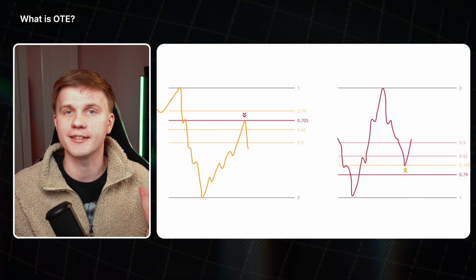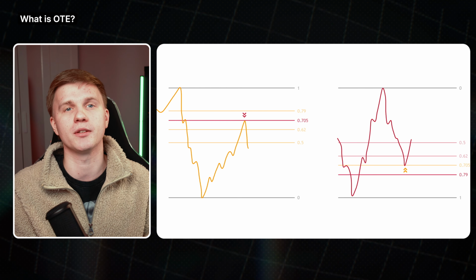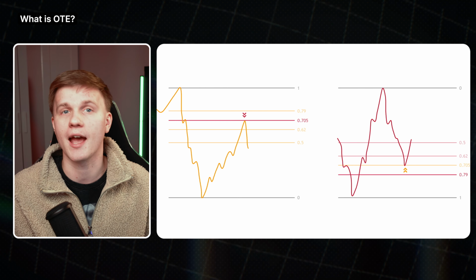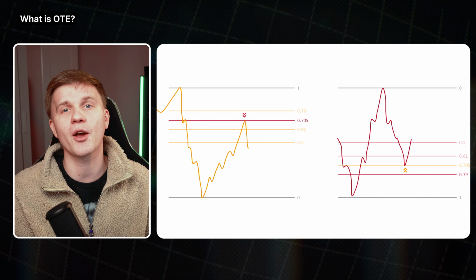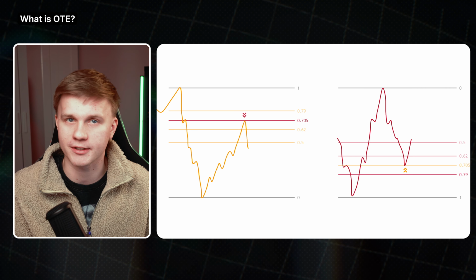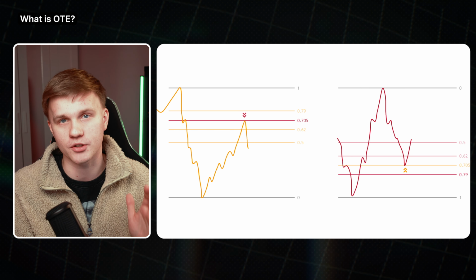Alright, let's move on to OTE, Optimal Trade Entry. As a vital tool for range traders, it refers to a specific retracement zone on the Fibonacci scale, offering an ideal entry point for trades. OTE is derived from the 0.705 Fibonacci level, which sits between the 0.618 and 0.786 Fibonacci retracement levels. This zone, especially the 0.705 level, provides a sweet spot for entering a trade.